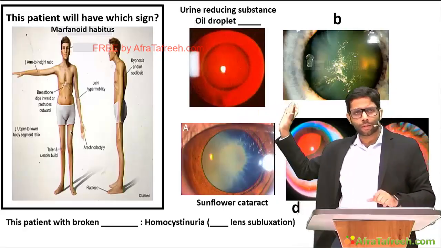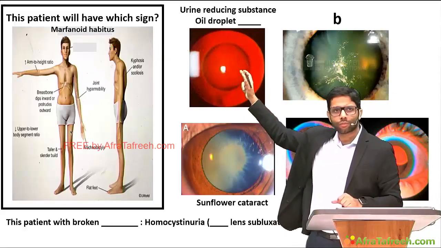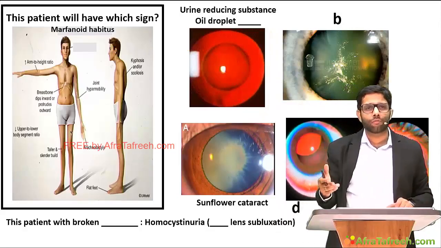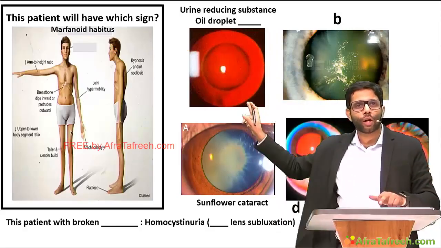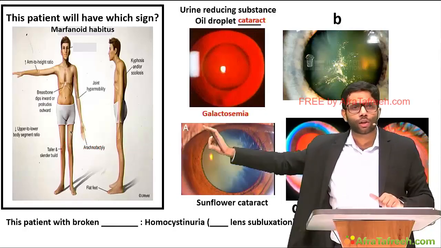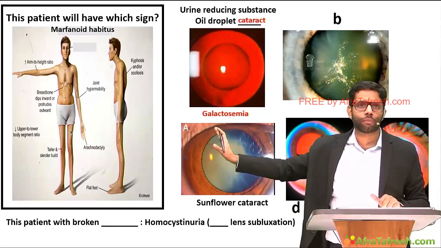Well, let us see the first picture. This is the reflex coming from the retina. You see in the center of the lens there is a reflex. Oil droplet cataract: a child with urine reducing substance, galactosemia. Galactosemia is not related to Marfanoid habitus.